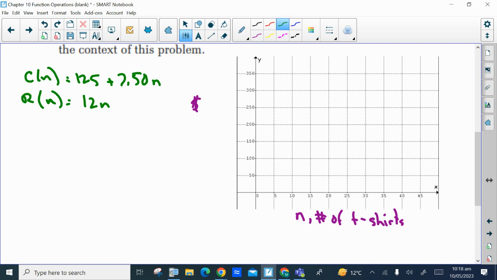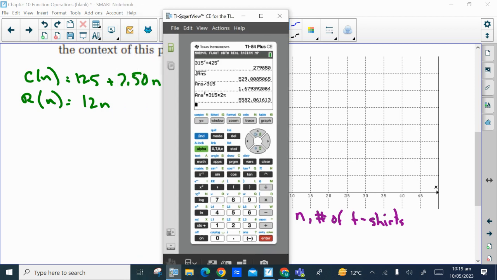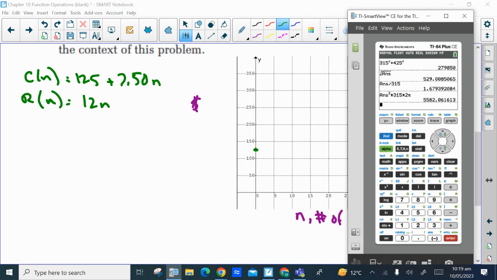So our cost one starts at 125 and goes up by 7.5 for every value of n. So we can kind of guess where 125 is. That's our y-intercept. But it's difficult to apply a slope of 7.5, rise 7.5 and run 1. Our scale doesn't really allow us to do that. So that's okay. Let's choose some different values of n, plug them into the equation to find out what C is. For example, what if n is 20?